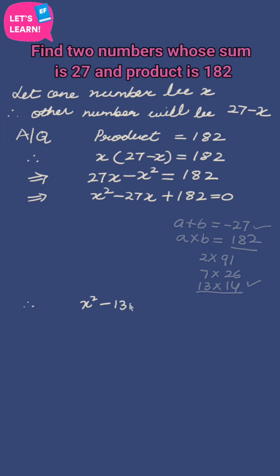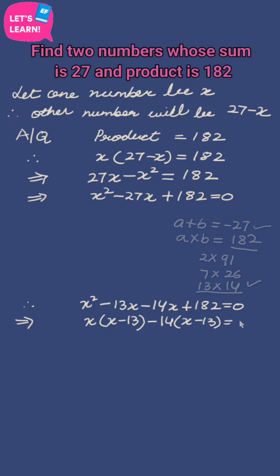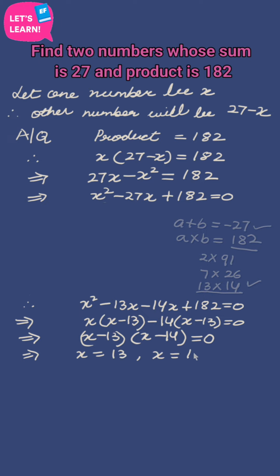Therefore, x squared minus 13x minus 14x plus 182 is equal to 0. Taking x common from here, we have x minus 13 in the bracket, and minus 14 common from here, into x minus 13 equal to 0. With x minus 13 common, we are left with x minus 14 in the second bracket. Now the product is 0, which means one of these factors will be 0. x minus 13 equal to 0 gives us x equal to 13, and x minus 14 equal to 0 gives x equal to 14. So these are the two values of x.